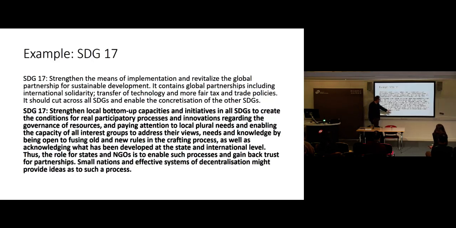And from Butley, we take that small nations and effective systems of decentralization, not the decentralization which you see now in Kenya, for instance. So just do everything yourself and the money is at the central government. And you have to fight over money, etc., a basis for corruption. But the real decentralization, the effective systems of decentralization, might provide ideas as to such a process.